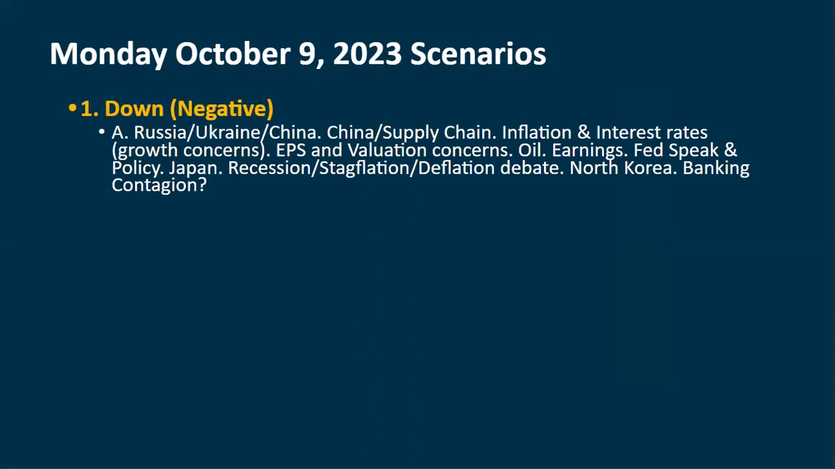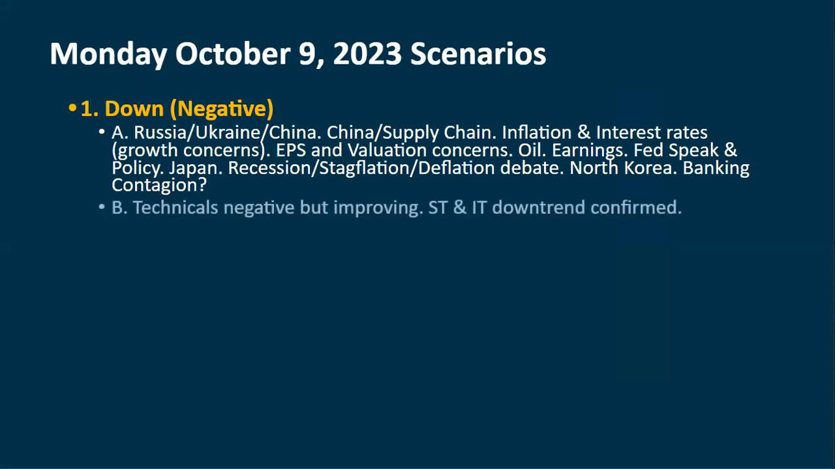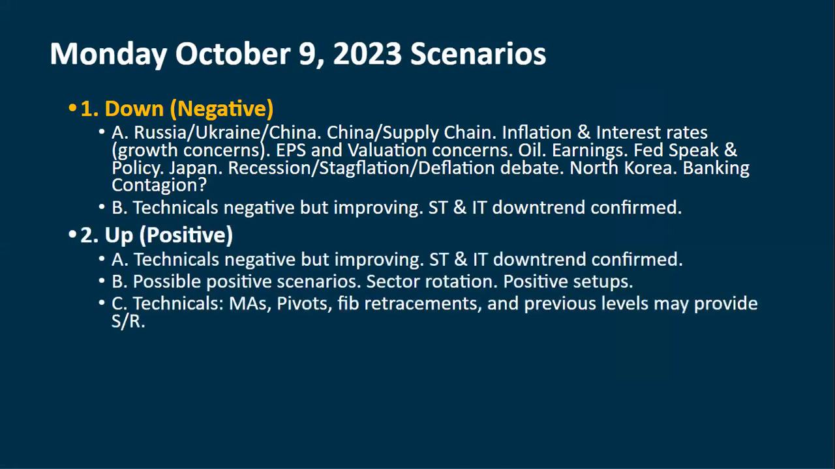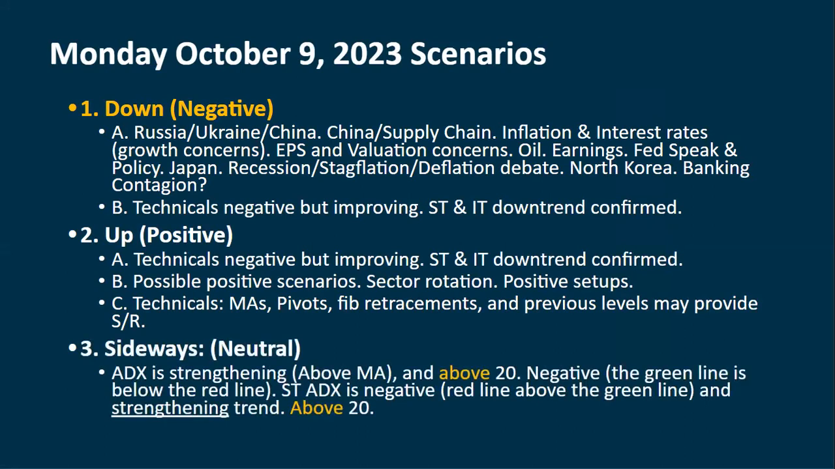Looking at our scenarios, we're still going with the down scenario on the daily charts. The technicals are clearly negative, but showing some improvement, but we're not seeing a lot of improvement in our charts. We're not going with the up scenario. We just don't have the confirmation of that. And we're not going with the sideways trend because both our short and intermediate term ADX indicators are above 20.